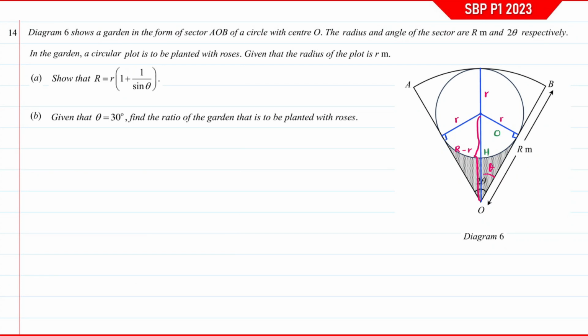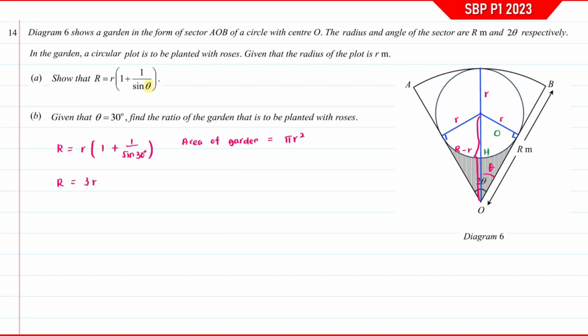Question B. Given that theta is equal to 30 degrees, find the ratio of the garden that is to be planted with roses. Here we're going to substitute theta with 30 degrees into the formula in A. Therefore, the radius of the sector AOB is equal to r bracket 1 plus 1 over sine 30 degrees. Then capital R is equal to 3r. So the garden is a circle. Then the area of the garden will be pi R squared.